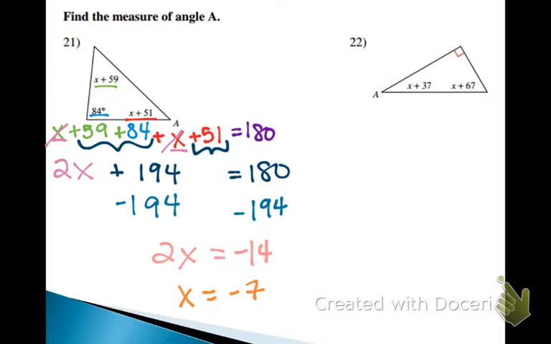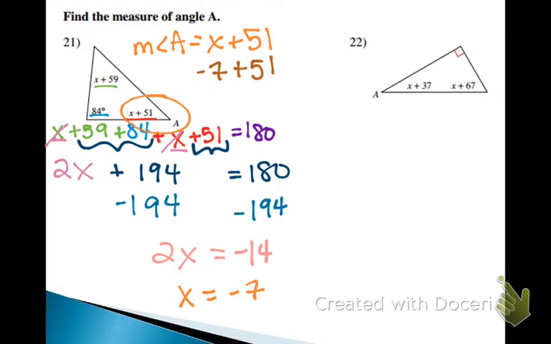No. Did I answer the question? No. It asked me what the measure of angle A was. And the measure of angle A currently equals x plus 51. Do we know what x is? Yeah. What's x? Negative 7. What's negative 7 plus 51? 44 degrees.